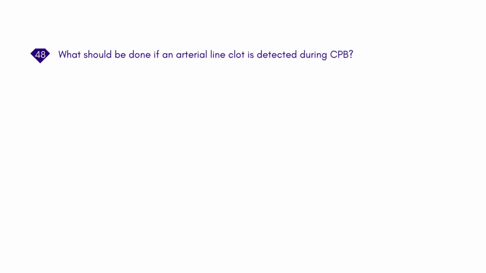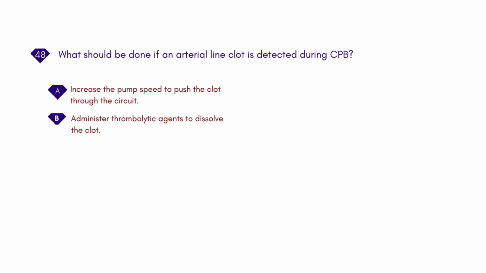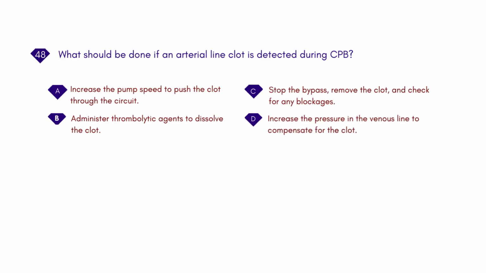CPB? A. Increase the pump speed to push the clot through the circuit. B. Administer thrombolytic agents to dissolve the clot. C. Stop the bypass, remove the clot, and check for any blockages. D. Increase the pressure in the venous line to compensate for the clot.